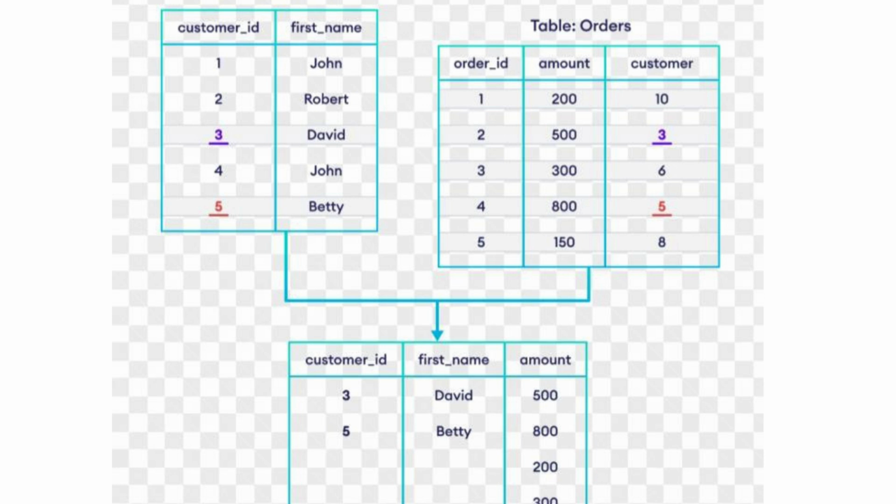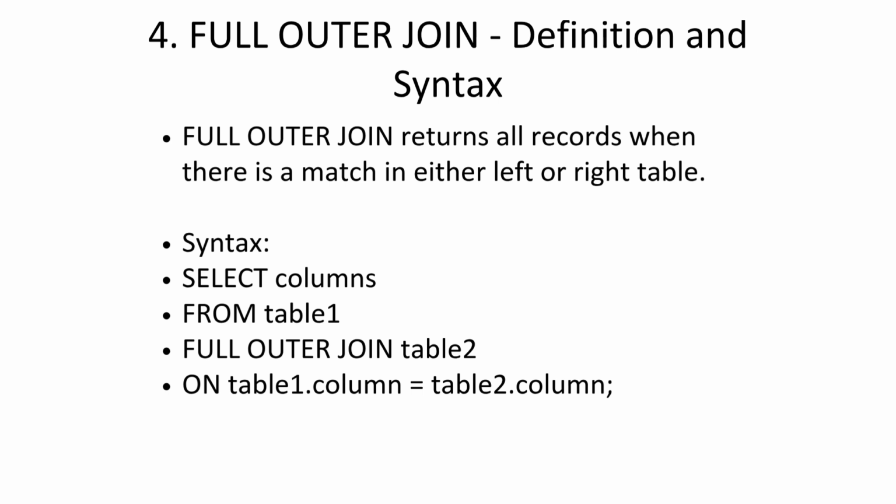This returns all departments even if no student is assigned to them. It helps detect empty departments or orphan records. Full outer join definition and syntax.